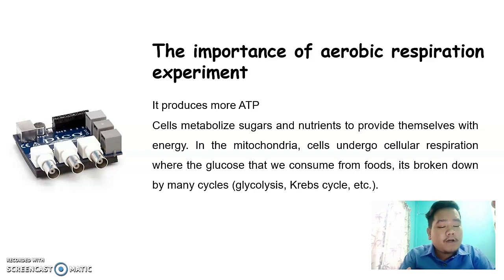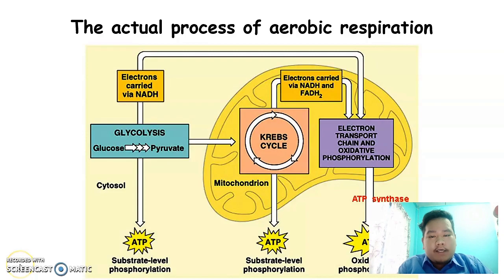In the mitochondria, cells undergo cellular respiration, where the glucose that we consume from foods is broken down by many cycles through a glycolysis process, Krebs cycle process, and many other processes related to aerobic respiration. Okay, so this is the actual process of aerobic respiration, and I believe that we all have learned this before.